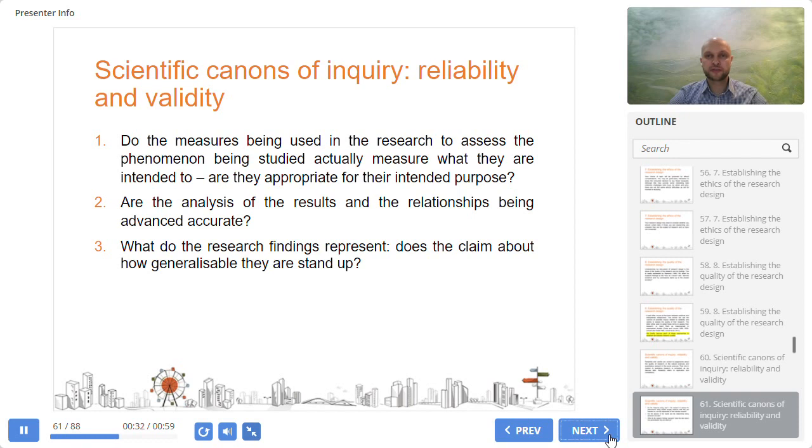External reliability refers to whether your data collection techniques and analytic procedures would produce consistent findings if they were repeated by you on another occasion, or if they were replicated by a different researcher. Ensuring reliability is not necessarily easy, and a number of threats to reliability are described in Table 5.3 on the next slide.